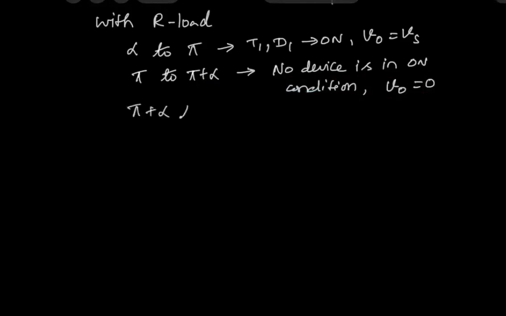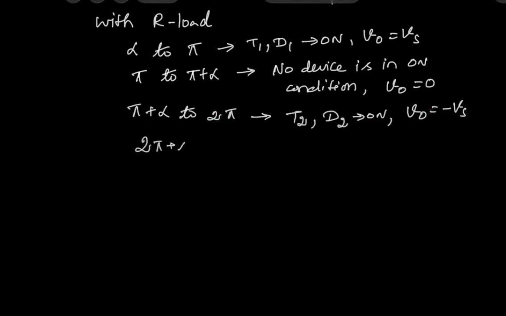From pi plus alpha to 2 pi, T2 is triggered at pi plus alpha. So T2 and D2 will be in on condition. Hence V0 will follow minus Vs. From 2 pi to 2 pi plus alpha, no device will be in on condition. Hence, again, V0 will be equal to 0.